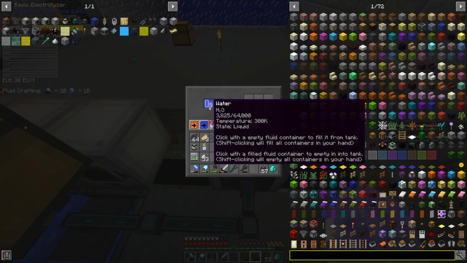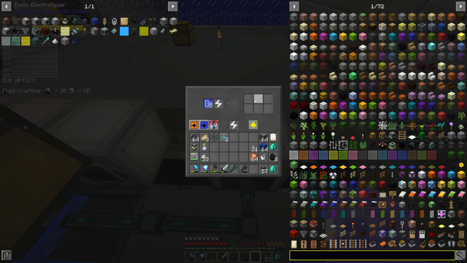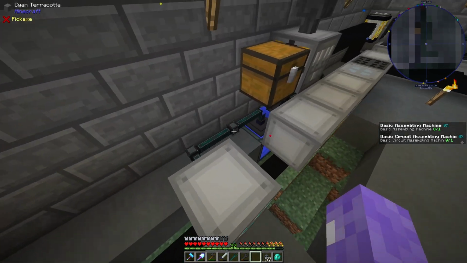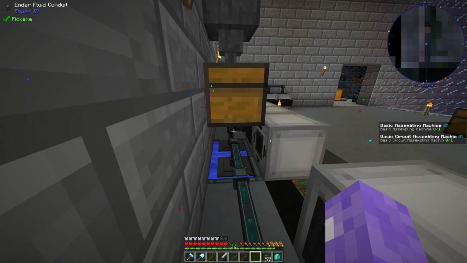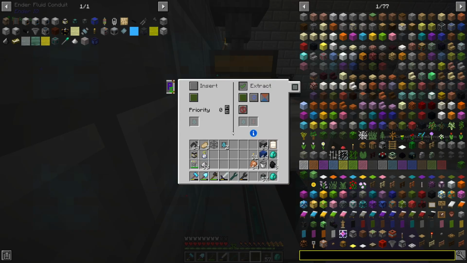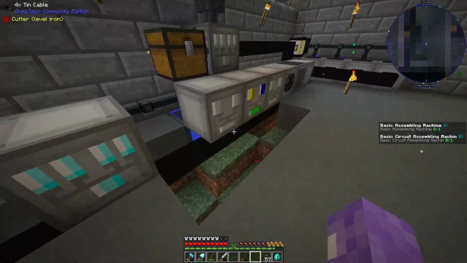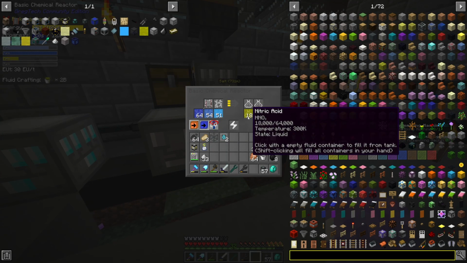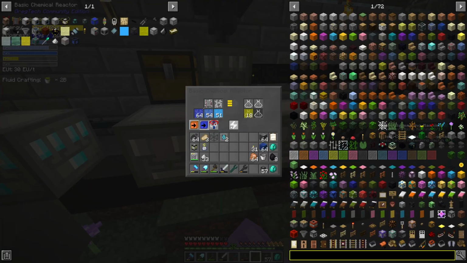Is this getting water now? Okay, so now this is getting water, and it's going to start electrolyzing ourselves some hydrogen and some more oxygen. So we might want to connect this back up to this line just to feed some more oxygen back into the setup, because the oxygen for this chemical reactor is going to be super important as well.